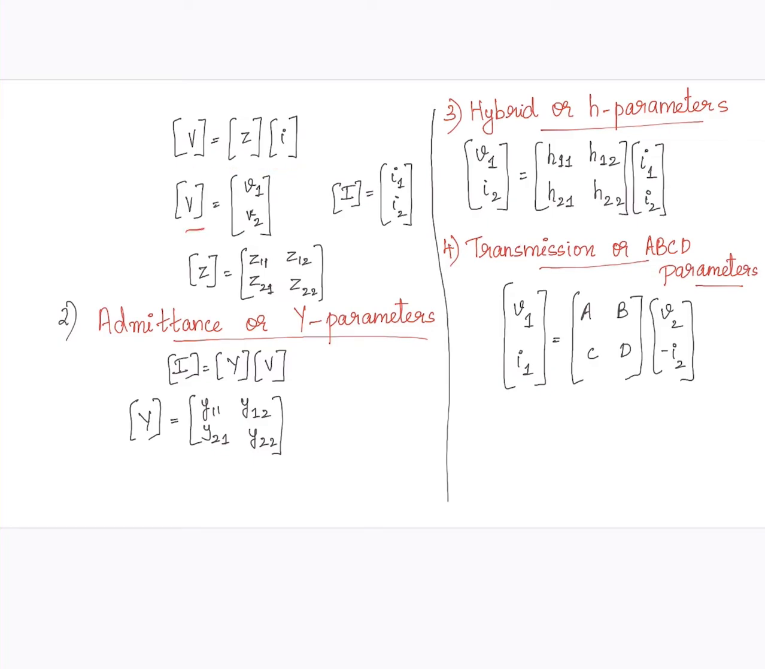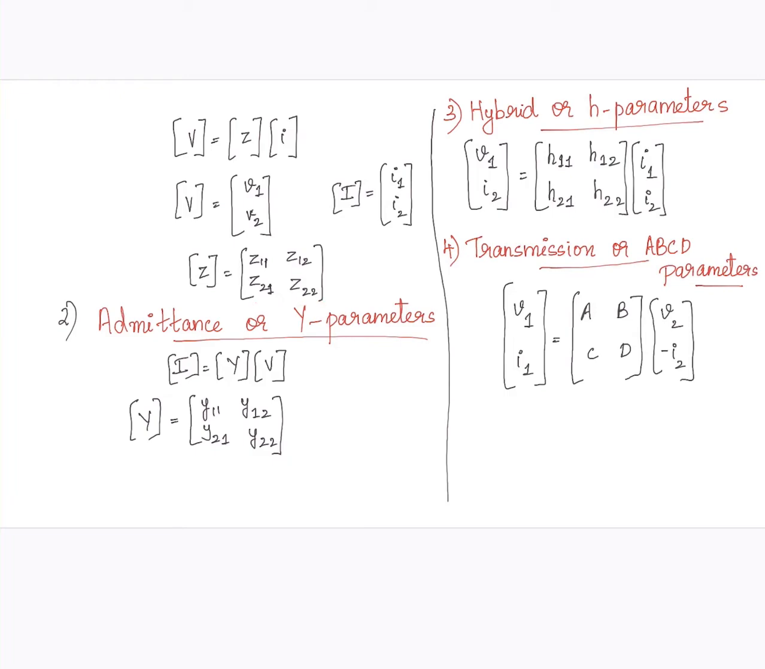So V will be V1 and V2, and as it is a two-port network, we have only two components, V1 and V2. Similarly, current is I1 and I2. The impedance, as it is a two-port network, will be a 2 by 2 matrix: Z11, Z12, Z21, Z22.